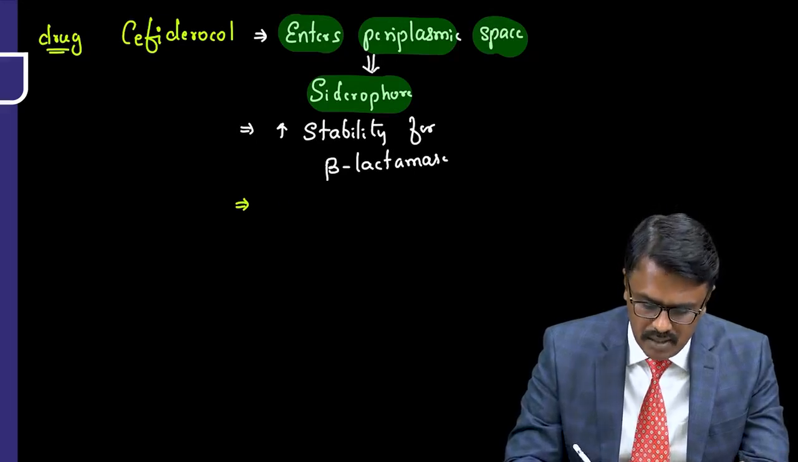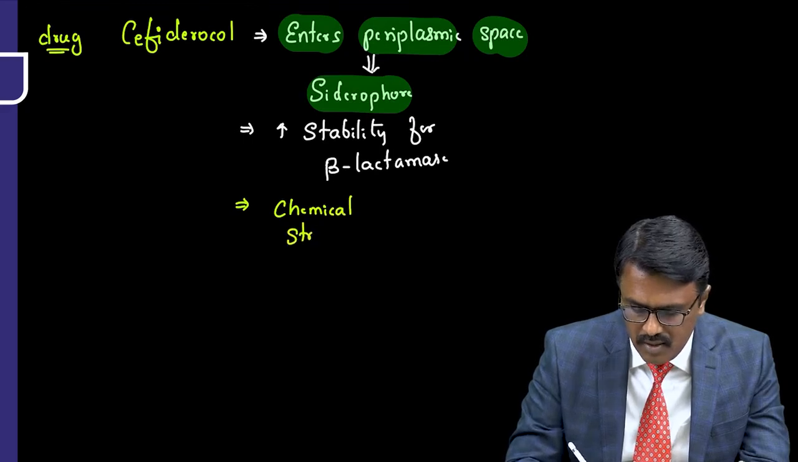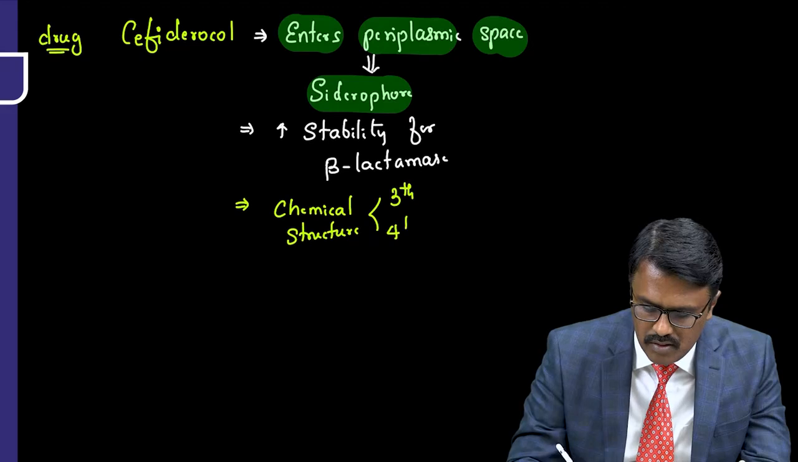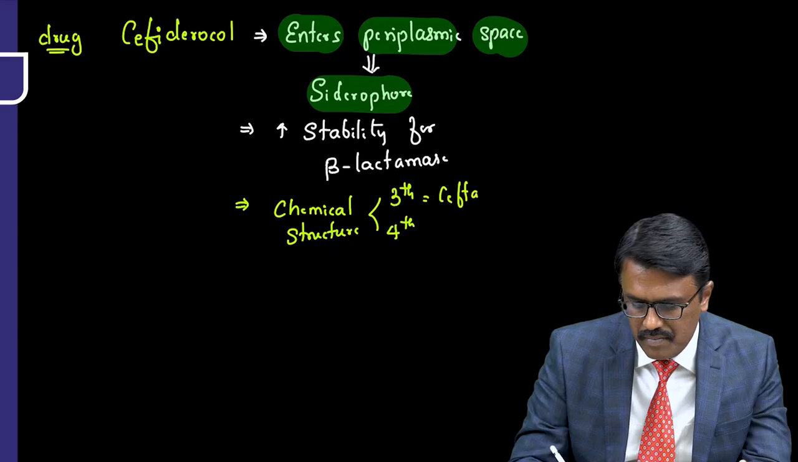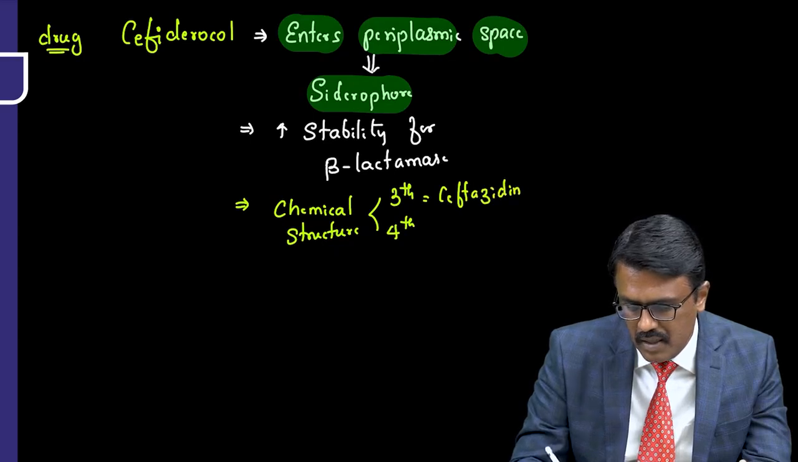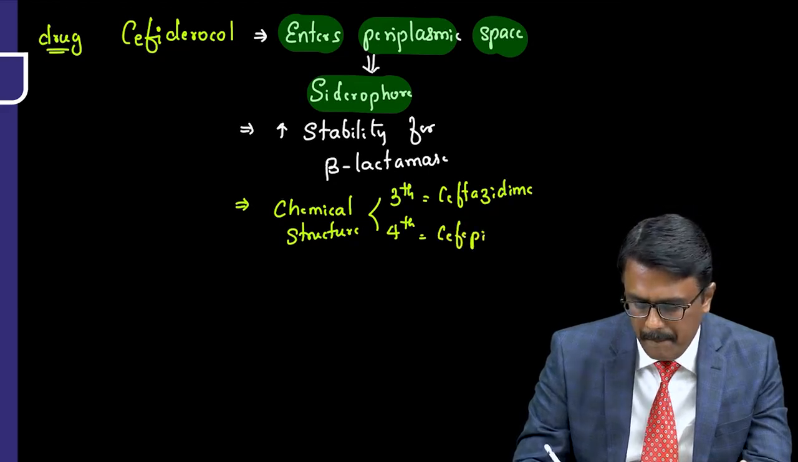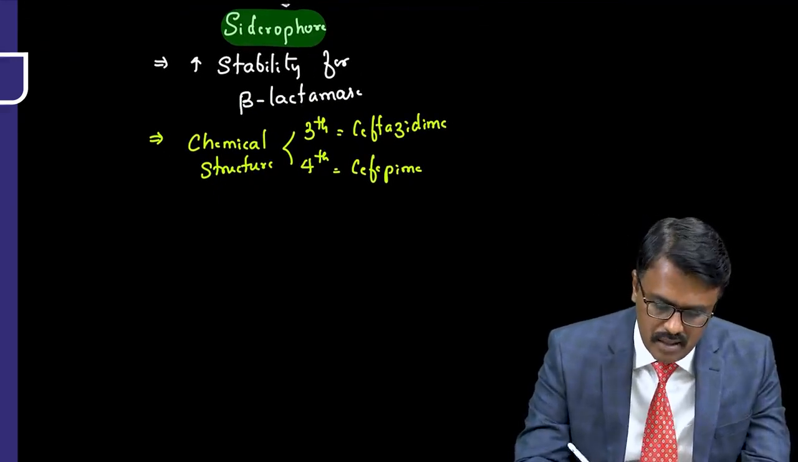The chemical structure of this drug is similar to, in third generation, what? In fourth generation, what? It has a structure similar to ceftazidime, and in fourth generation it has a structure similar to cefepime. So it is not allotted any generation now, but the structure is like this.